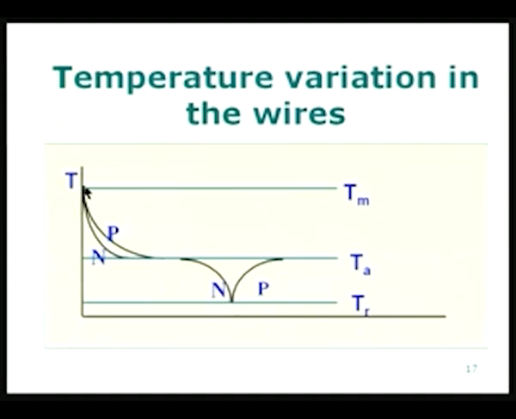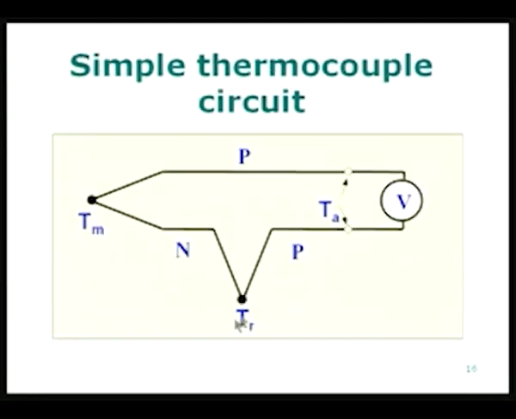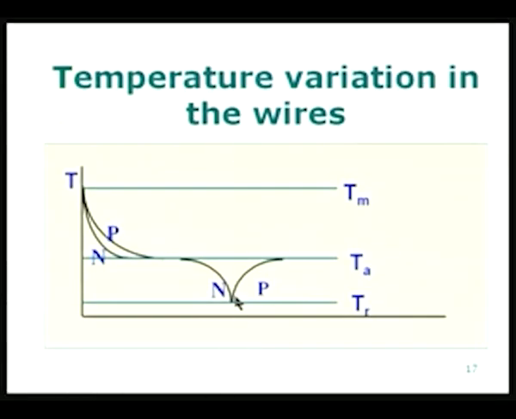So, the temperature in the P wire is going like this and becoming Ta, the N wire is going like this becoming Ta, and then again it goes down to the ice point, and at the ice point the other material is the P material, which is going to go from the ice point to the ambient temperature or Ta, and that is what is happening.